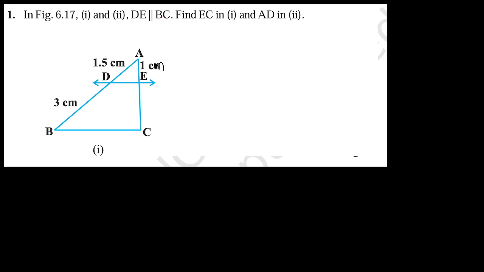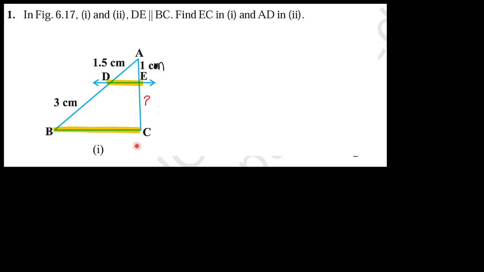DE parallel to BC. The question says that DE, where is DE? This one. DE parallel to BC. Is it correct? Yes. DE parallel to BC. Find EC. I want this side, EC. Let me explain, and after that you can ask me doubt. The other sides are given. Here 1.5, 3, 1. EC I want.